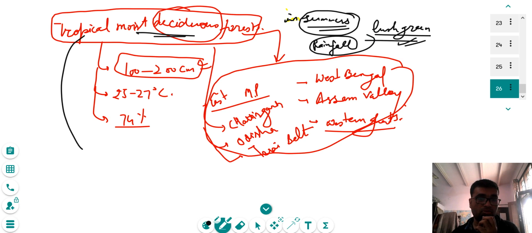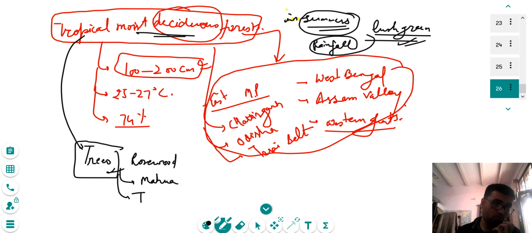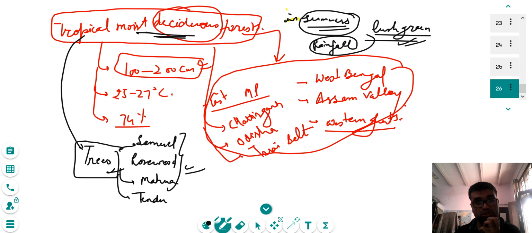Now comes the type of trees which are found in the moist deciduous forest. The trees found in the moist deciduous forest are rosewood, mahua, tendu, and semal. These are the main trees which are found in the moist deciduous forests.